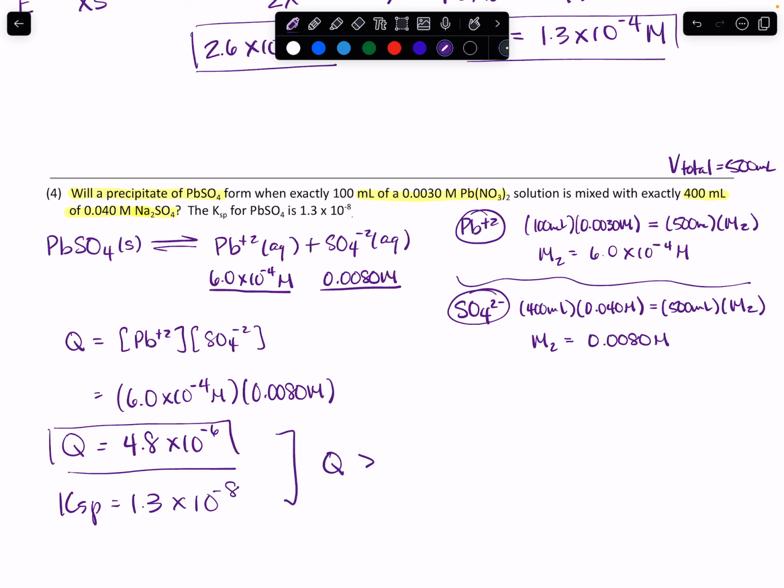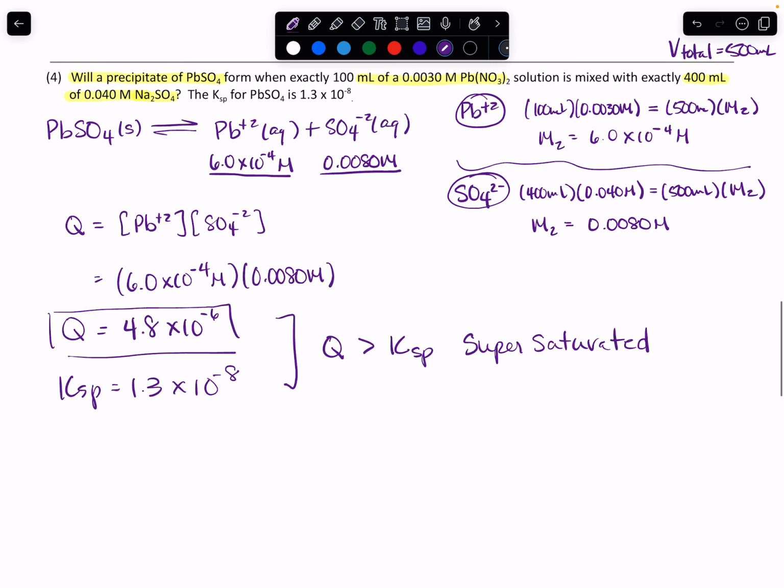So Q is greater than KSP, which means we have way too many ions in solution. So this is supersaturated, and precipitate will form. If we poured these two solutions together, we should see solid fall out of solution, because those excess lead and sulfate ions cannot still remain in solution. They have to come out of solution because it's supersaturated.